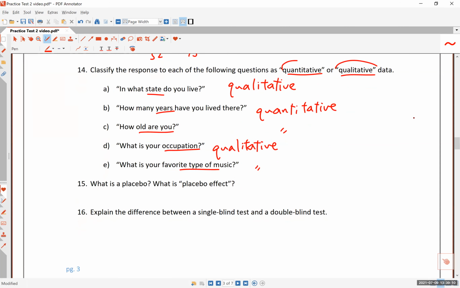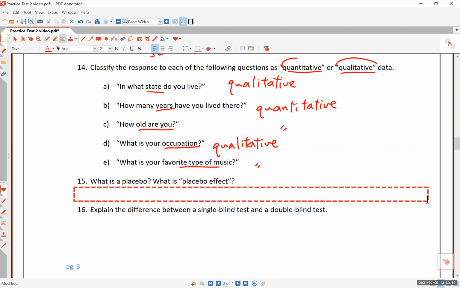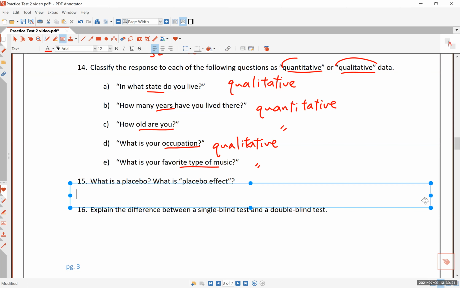What is a placebo? What is placebo effect? Okay, so maybe I'll just write down some statements in English. That may be a more appropriate way to write the answer here. A placebo is a fake treatment, like a sugar pill. You don't have to say that, and it doesn't have to be a sugar pill, but for instance, a sugar pill without an active ingredient, right?